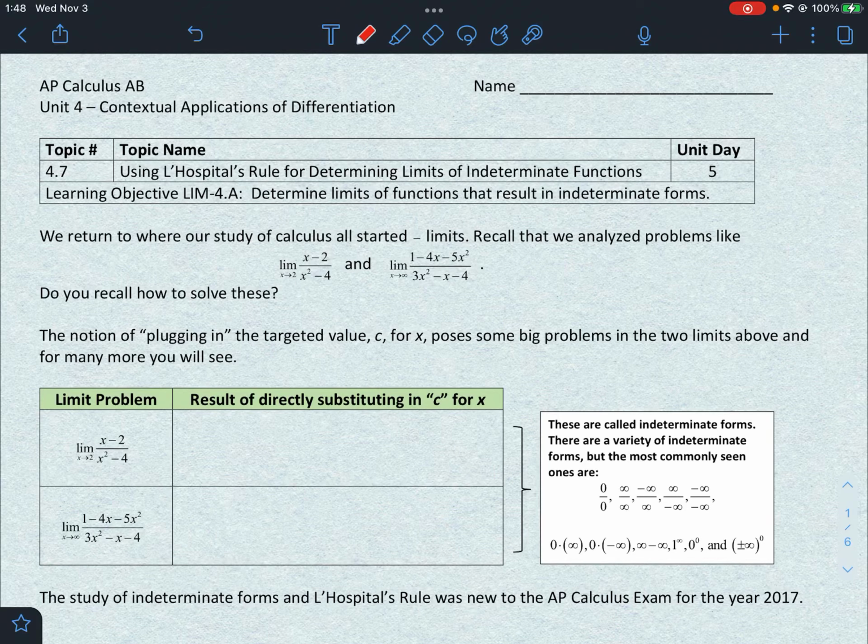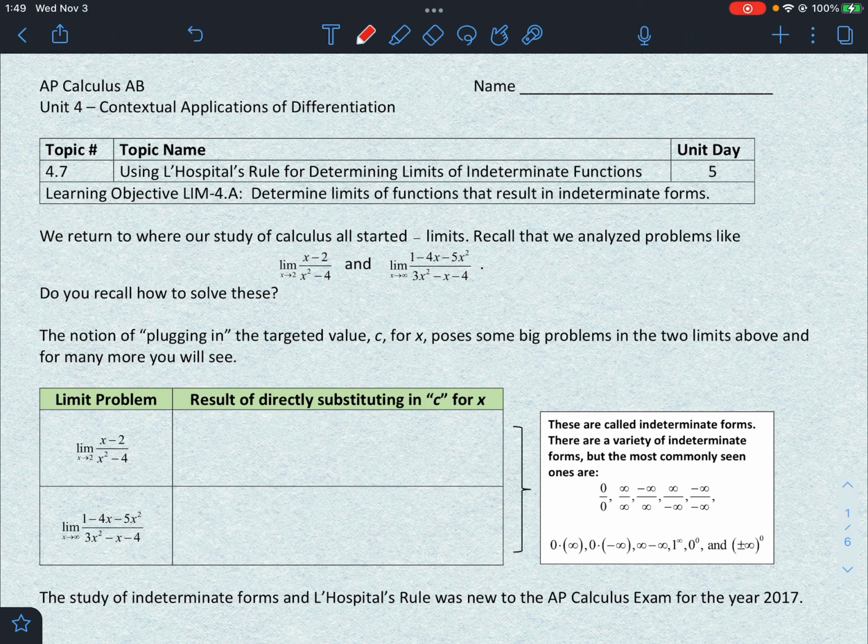Hey everybody, welcome back. Today we're going to finish up our fourth unit, Contextual Applications of Differentiation. And we're talking about topic 4.7, which is using L'Hopital's Rule for determining limits of indeterminate functions. Okay?